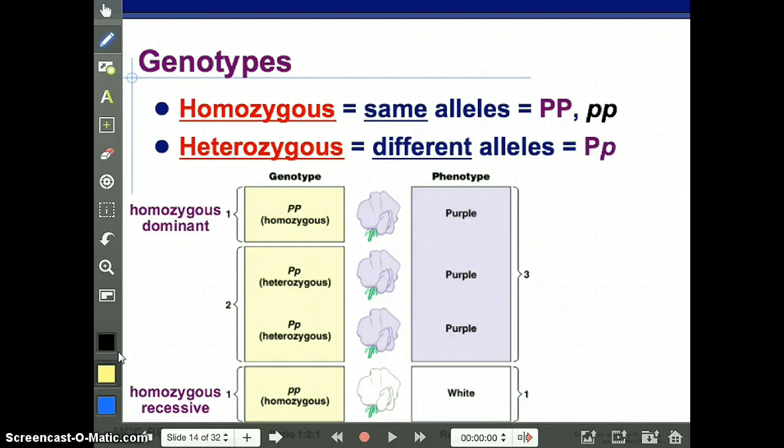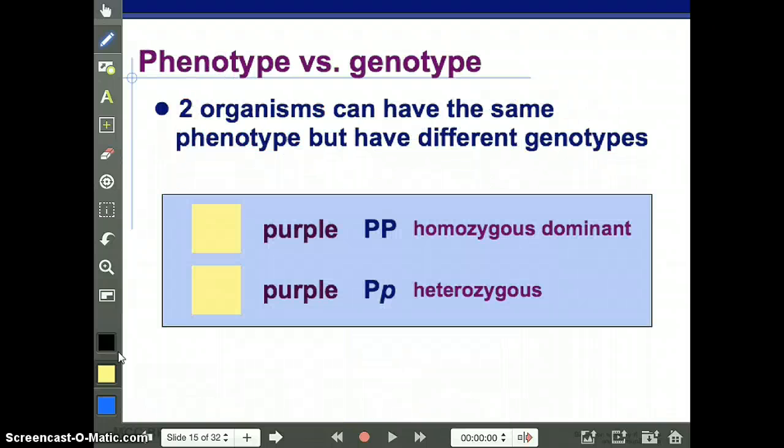Okay, homozygous, heterozygous, remember same alleles versus different. You guys kind of get that point. Genotype versus phenotype. Two organisms can have the same phenotype but have different genotypes. So what that's telling you is that they may still look the same, being dominant, so we can't really tell if it's homozygous dominant or heterozygous.